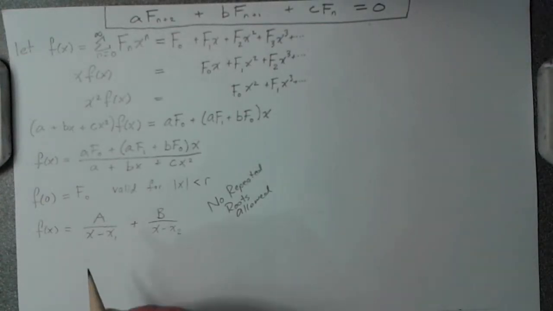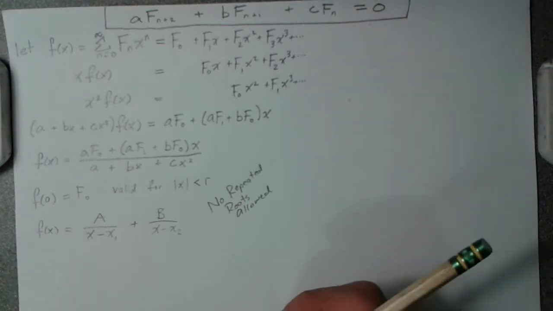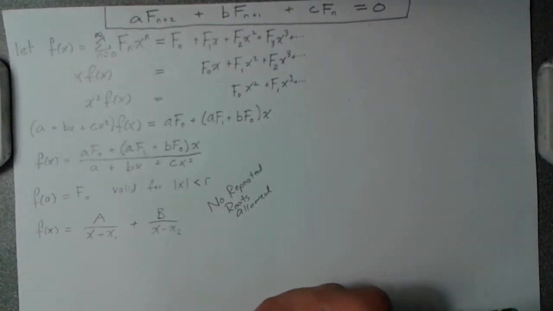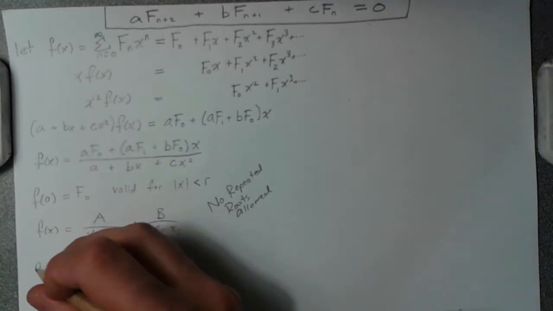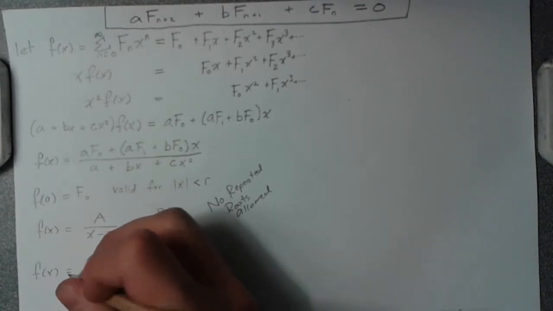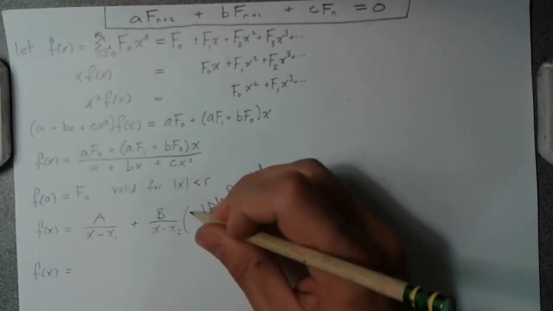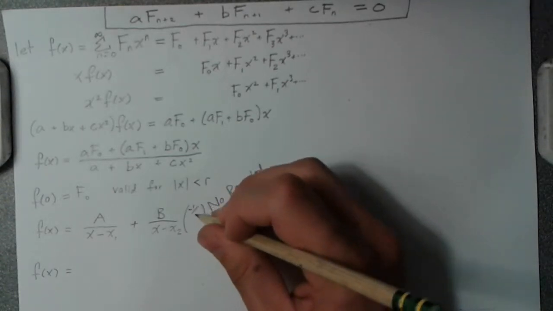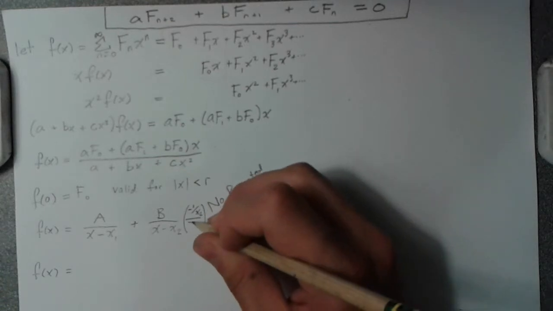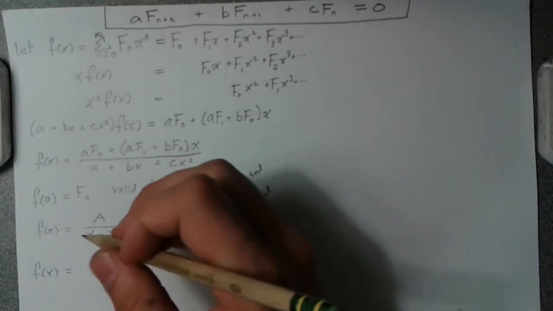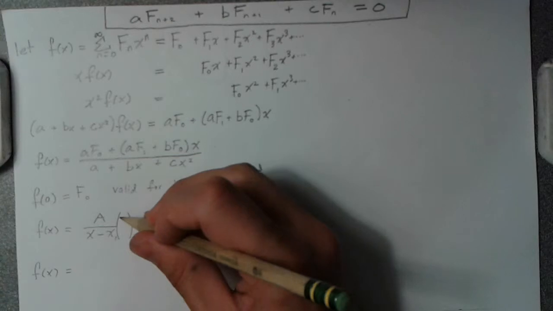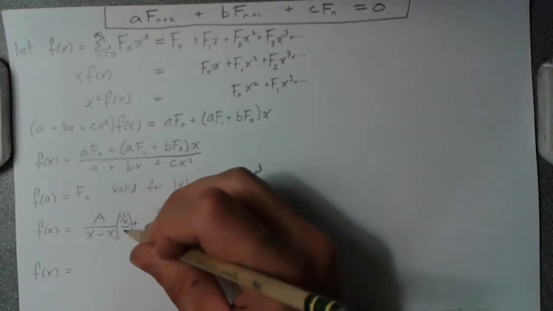So what I can do from here is I can just pretty this up a little bit so that I can get it into a form where it looks like I can relate it to a geometric series. So all I'm going to do is make a couple aesthetic changes here. I'm going to take this one here and divide top and bottom by -1 over x2. And then I'm going to take this one and divide top and bottom by -1 over x1.